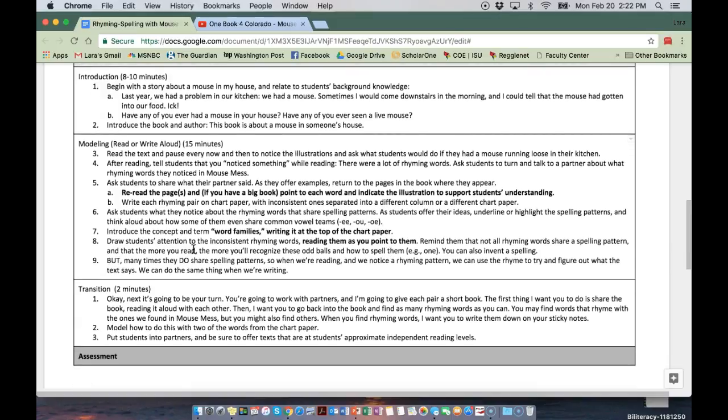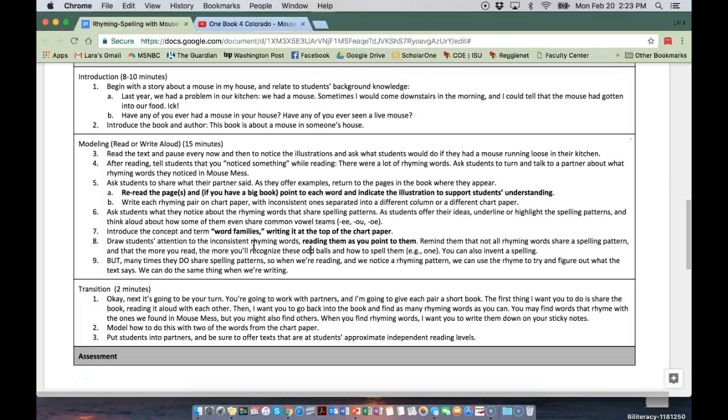And so I'm then going to introduce the concept of word families, writing it at the top of the paper. Note how all of this, in terms of being coherent, is consistent with the focus of my lesson. Just because I had this part in here that was meant to support students' understanding doesn't mean I'm teaching comprehension right now. But I want this to be meaningful to them. So I want to make sure that they're understanding things as I'm teaching, in particular the words that we're focusing on.